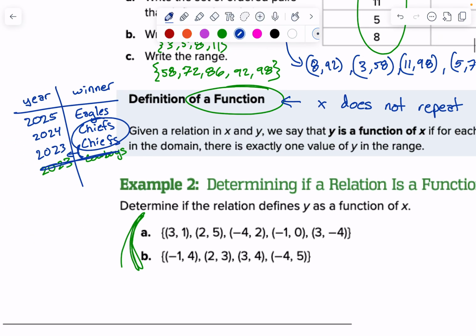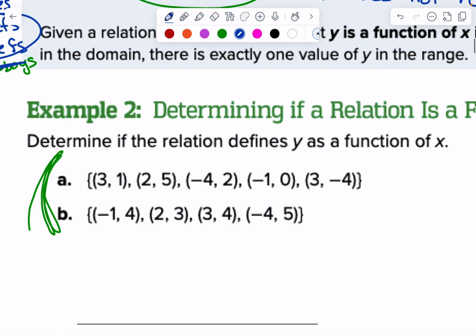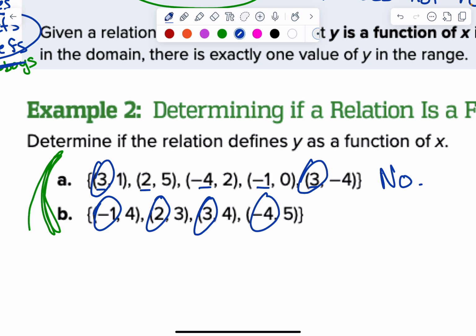So, function, not a function. Determine whether the relation is a function. A: 3, 2, -4, -1, 3. The 3's repeat, so this one is a no. This one: -1, 2, 3, -4. That one is good, even though I have a 4 here and a 4 here. The y's can repeat, but the x's cannot. Since the x's don't, that is a yes.